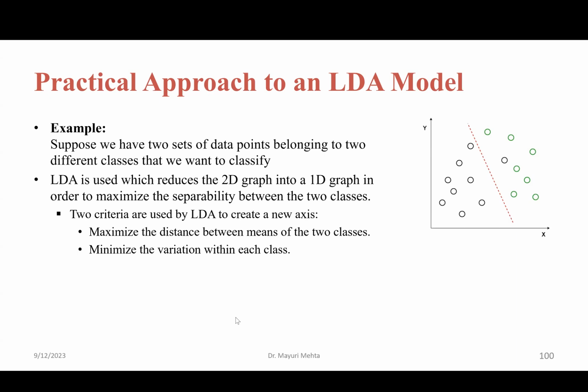Maximize the distance between the means of the two classes and minimize the variation. Minimize the variation between the data within the same class and maximize the distance between the data in two classes. So following this, we have to project data from two-dimensional space to one-dimensional space. Here you can see how we can do that.